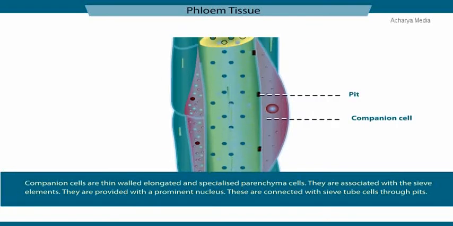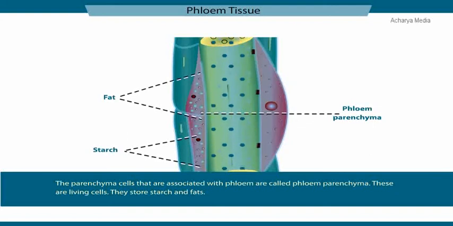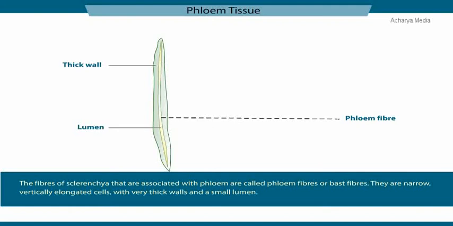Whereas the companion cells are thin-walled, elongated, and specialized parenchyma cells. They are associated with the sieve elements. They are provided with a prominent nucleus. These are connected with sieve tube cells through pits. The parenchyma cells that are associated with phloem are called phloem parenchyma. These are living cells which store starch and fats. The fibers of sclerenchyma that are associated with phloem are called phloem fibers or bast fibers. They are narrow, vertically elongated cells with very thick walls and a small lumen.